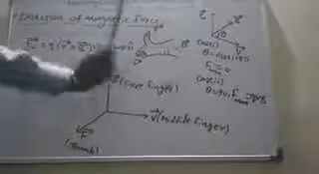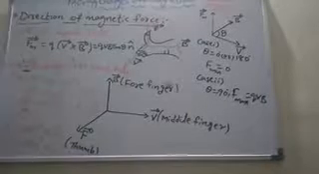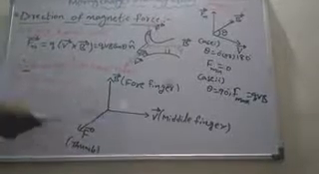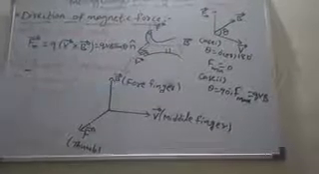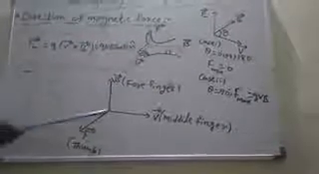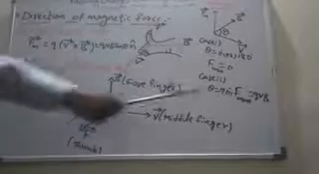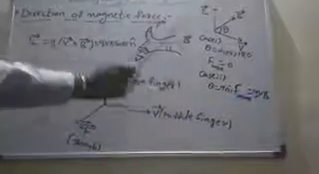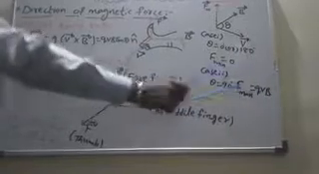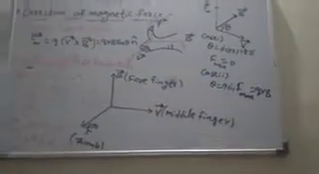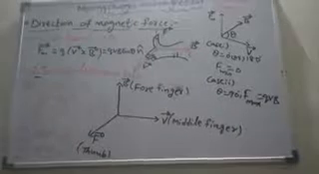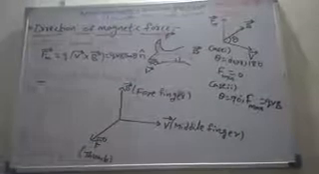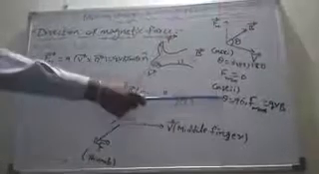Now case 2. If the velocity of the charged particle and the magnetic field are perpendicular to each other, the force should be maximum. The maximum force acting on the charged particle is QVB sin 90, and sin 90 is 1. That's why the maximum force is QVB. At what angle between velocity and magnetic field is there a maximum magnetic force? That is theta equal to 90 degrees.